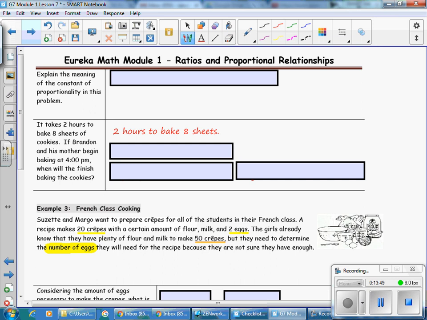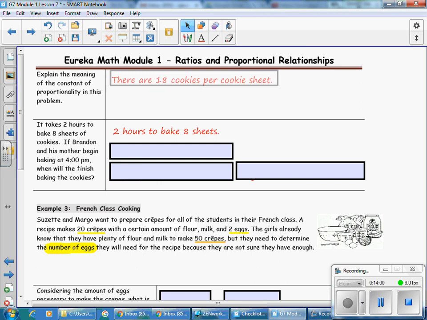Explain the meaning of the constant of proportionality in this problem. Well, remember that the constant of proportionality is the same thing as the unit rate, so it's how many cookies per sheet. There are 18 cookies per sheet.